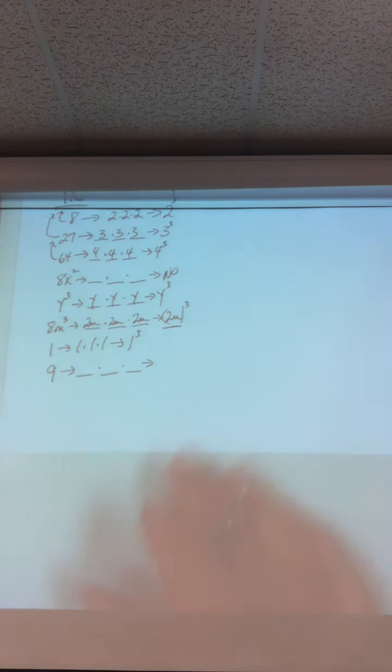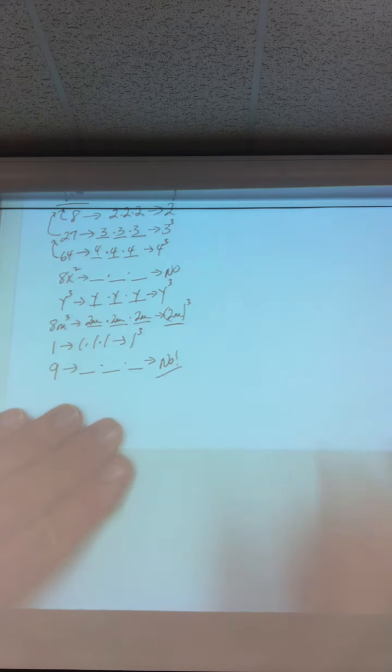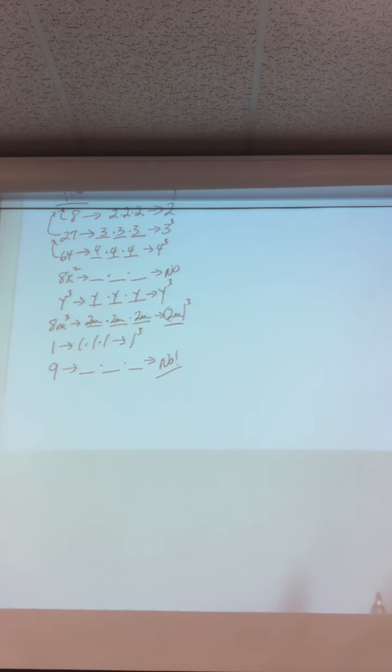Is 9 a perfect cube? No. And the reason is you can't write 9 as something times itself 3 times. You say 3 times 3, but you've got to say it times itself 3 times. So no, 9 is not a perfect cube.